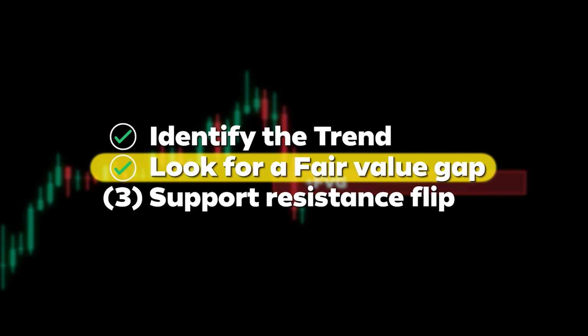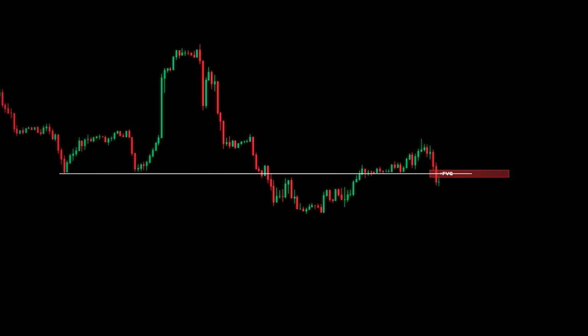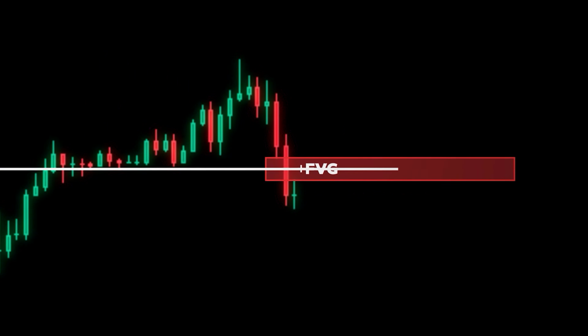This shows us additional confirmation of the trend and where the momentum is. We can see that the previous support level, which has now been broken through, is lining up with the new bearish fair value gap. This makes that area even stronger and has a higher probability of making a successful trade.